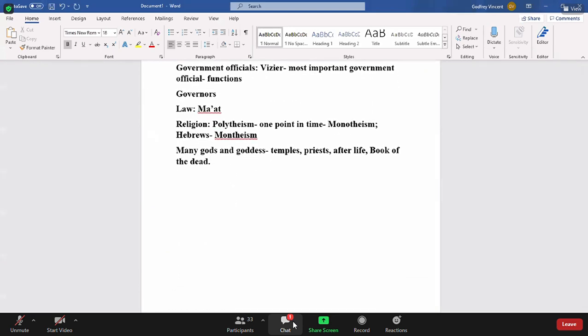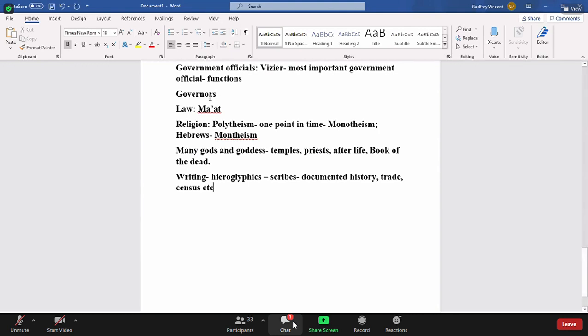In terms of their writing, somebody tell me what it was. Writing, come on. What was it called? Hieroglyphics. Who administered it? Scribes. What did they do? They documented their history, trade, used it for census, etc. So scribes.